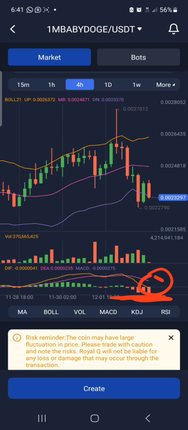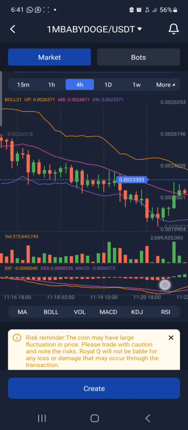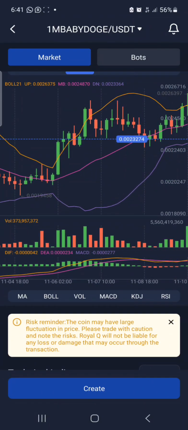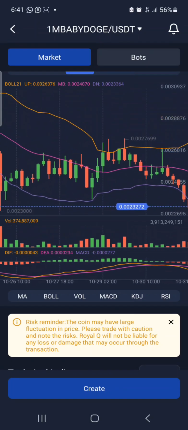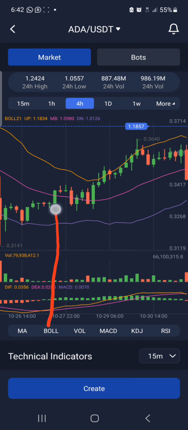So it is good to enter on the crossover here. I would enter, but it was not that strong. So let me see where else you could enter. All right, so you see this crossover here. When it happened, the market went up. Yeah, it went up. So anytime you see the yellow line crossing above the pink line, it means the market is going to go up.